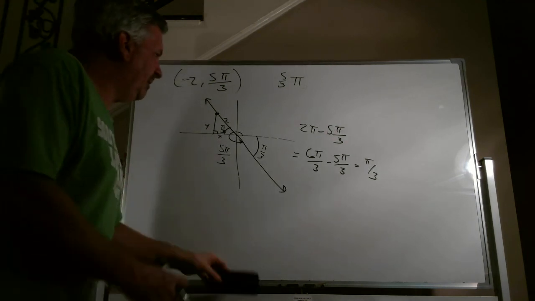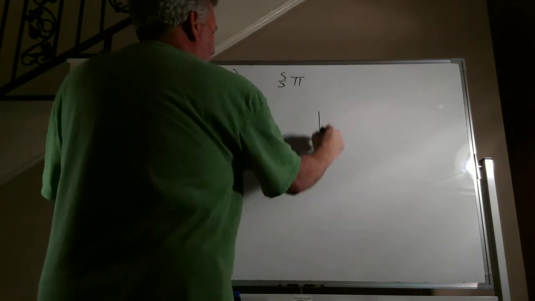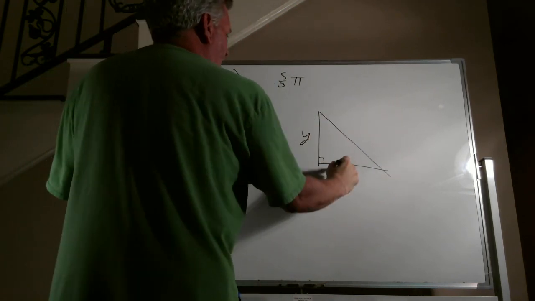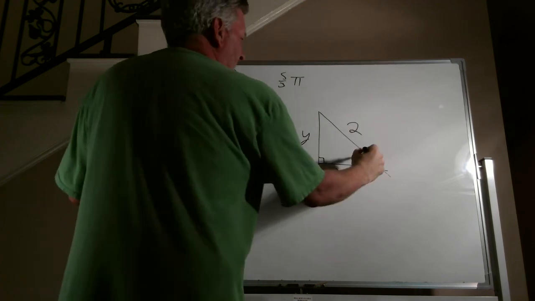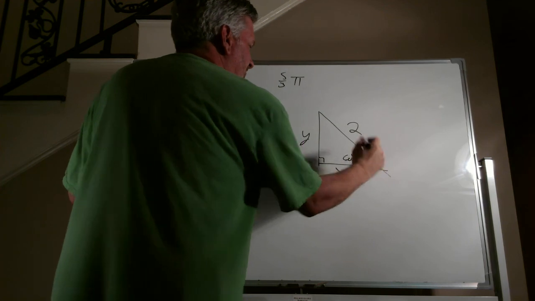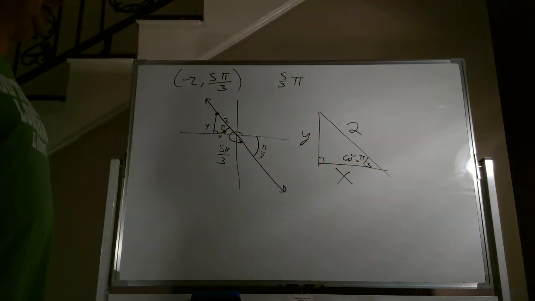Okay. So let me redraw that picture bigger so we can see it. I made it too small. So this is the triangle we're working with here. This is y, this is x, this is 2, and this is pi over 3, which is 60 degrees. So basically, we just have to solve for x and y, and there's your rectangular coordinates.